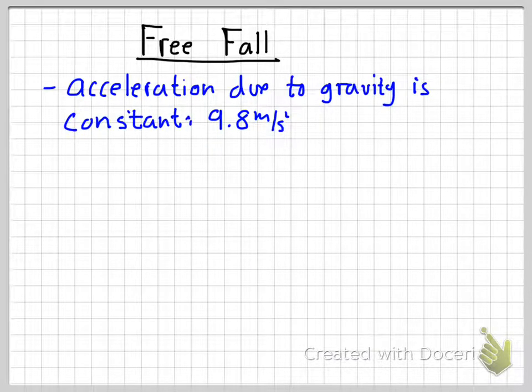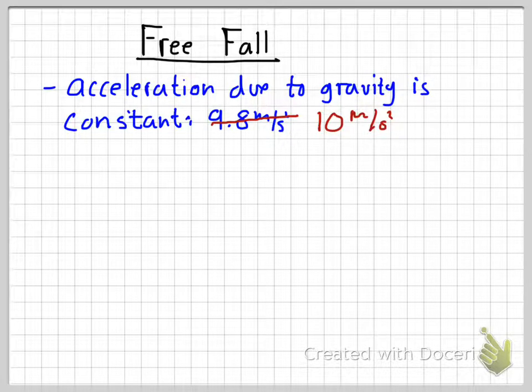Once we learned kinematics, then we started looking at things that were free-falling, things that you either drop or that you toss up into the air. Remember that the acceleration due to gravity is a constant. It's always the same number, 9.8 meters per second squared. Most of the time, we round that off to 10 meters per second squared, just to make our math a little bit easier.